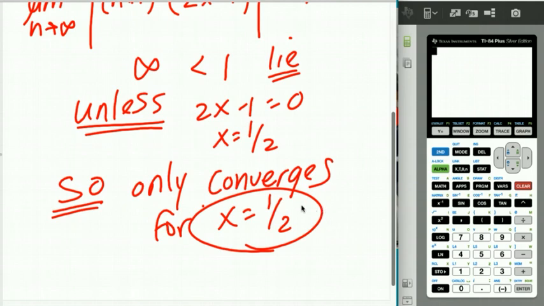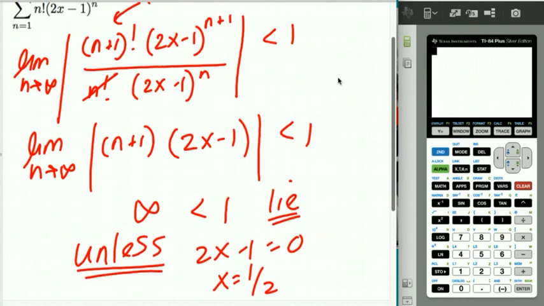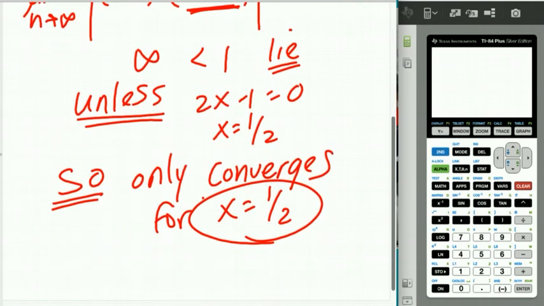That's it. It doesn't converge for any other values. There are no endpoints to test. The only time this converges is when this thing, right? So this is an infinity unless this thing were 0. And the only way that thing is 0 is if 2x minus 1 is 0.